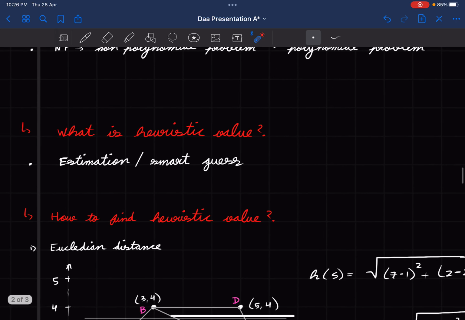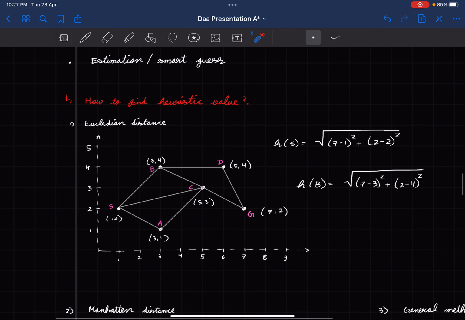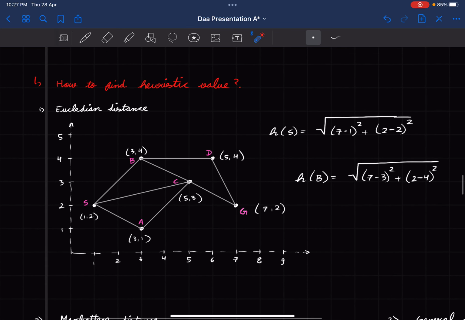Now what is the heuristic value? A heuristic value is basically just an estimation or a smart guess. Now how do we find the heuristic value? Well, we have a lot of different methods. Here I've shown three. The first is Euclidean distance, which is basically the actual distance from any node to the goal node. For example, the heuristic value of node B will be given by this. We are finding the distance between this node and this node.